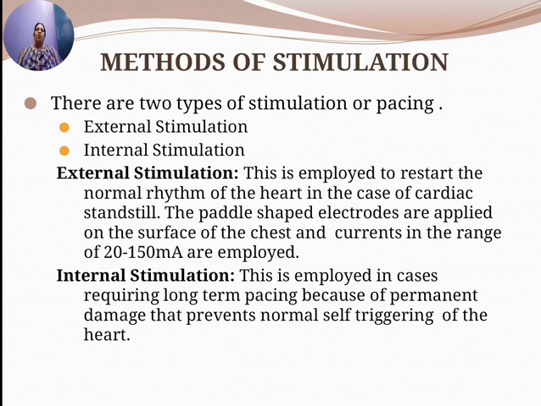Bipolar and unipolar electrodes are used in this case. In the bipolar electrodes, as we have studied earlier, we have one stimulating electrode and one contact electrode which serves as a return path for the current of the pacemaker. In the case of unipolar electrodes, there is only one stimulating electrode and the return path of the current to the pacemaker is made through the body fluids. So, there are two types of stimulation, external stimulation and internal stimulation.